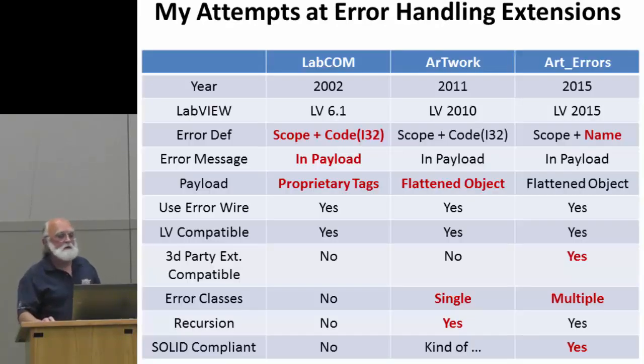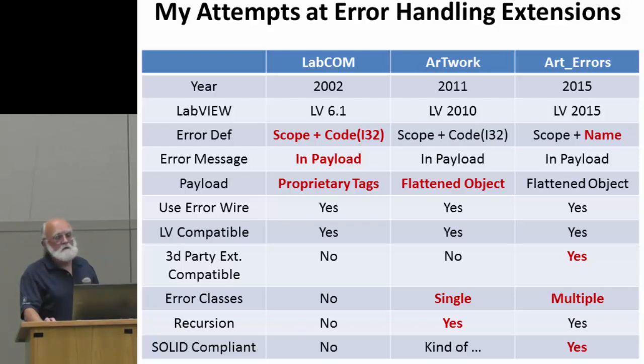These are my attempts at error handling. I started doing it in 2002. And the first thing I did, I started using error code and error source instead of just error code, the way I described. And I encoded it in the payload, in the string field, and I used proprietary tags. It worked for a while. There were no classes at that time in LabVIEW 6.1.